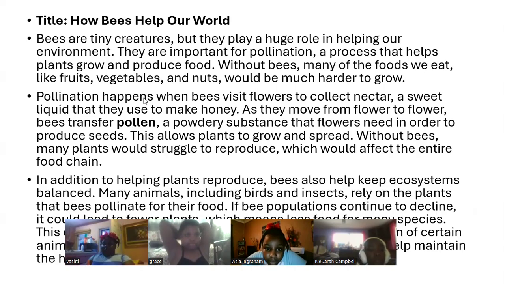Pollination happens when bees visit flowers to collect nectar, a sweet liquid that they use to make honey. As they move from flower to flower, bees transfer pollen, a powdery substance that flowers need in order to produce seeds. This allows plants to grow and spread. Without bees, many plants would struggle to reproduce, which would affect the entire food chain.